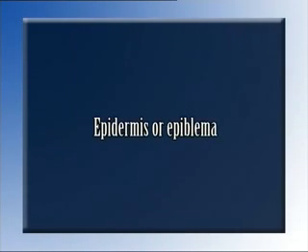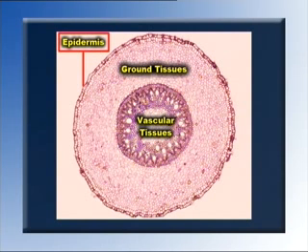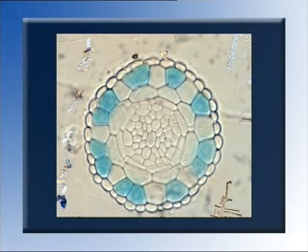Epidermis, also called epiblema. The epidermis of root is a continuous layer composed of tightly placed, thin-walled, barrel-shaped uncutinized cells. In some herbaceous perennials, where epidermis is long-lived and acts as the chief protective layer, the outer tangential walls of the epidermis cells are cutinized.